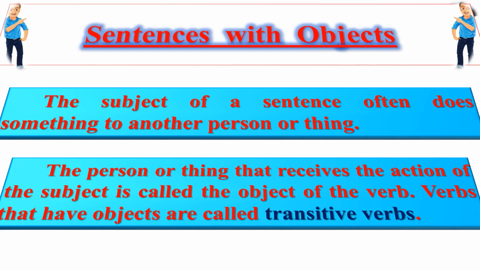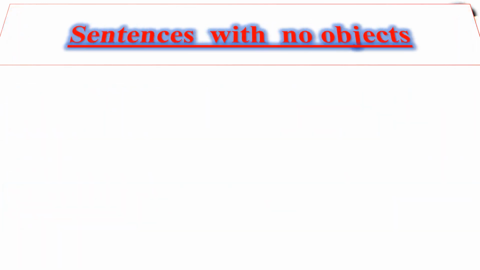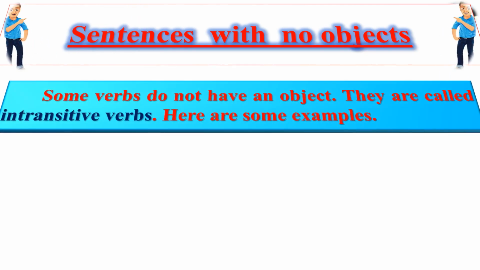Okay? Now let's take a look at sentences with no objects. What do we mean by sentences with no object? So some verbs do not have an object.